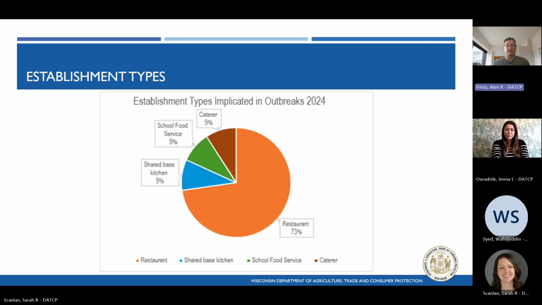Outbreaks occurred in 4 different categories this year: restaurant, school food service, caterer, and shared kitchen base, which was linked with a mobile restaurant. 8 out of the 11 establishments were independently run, while the remaining 3 were chain establishments.